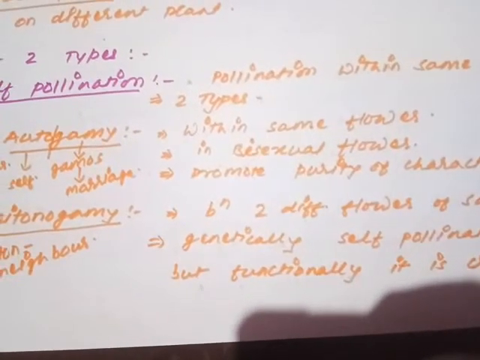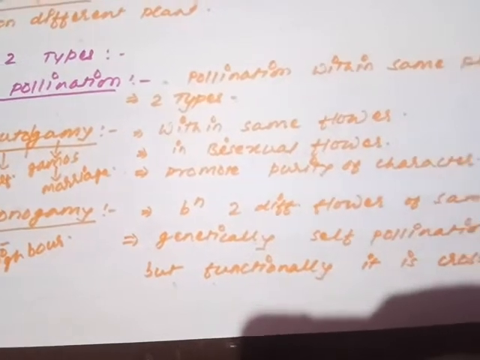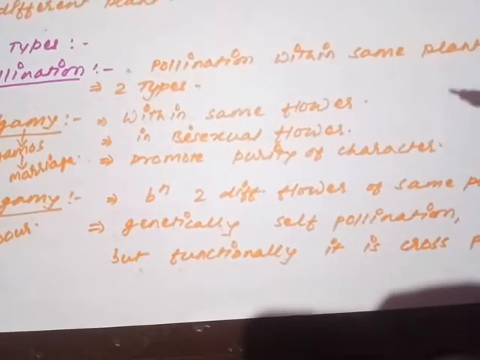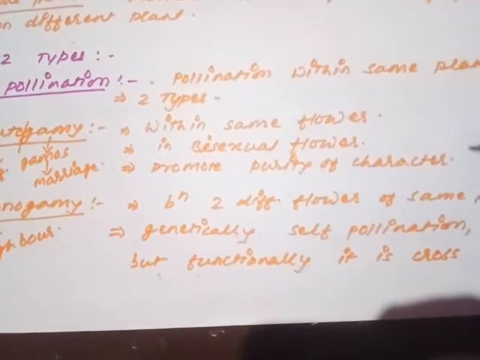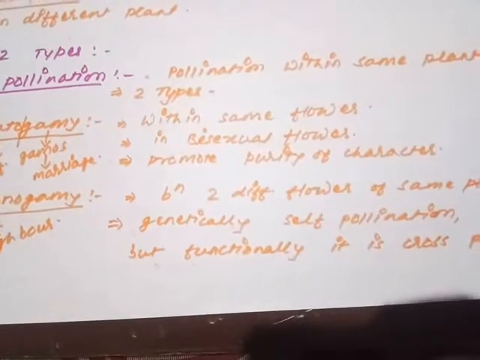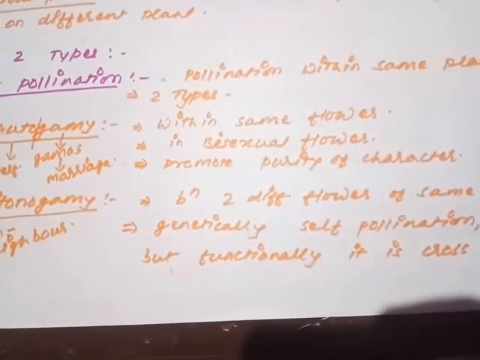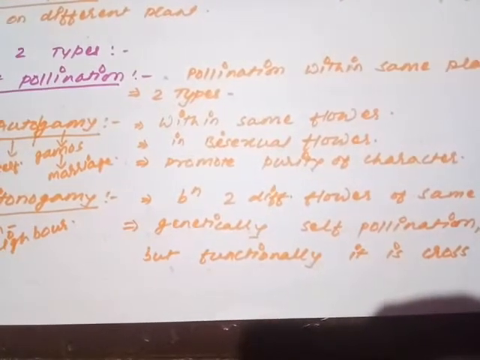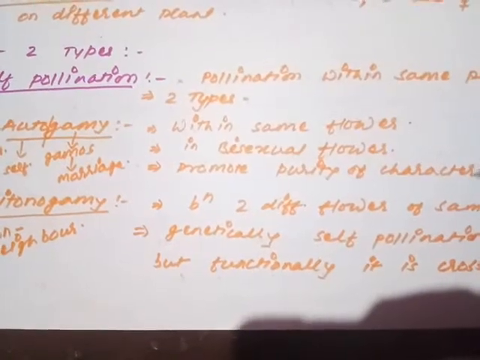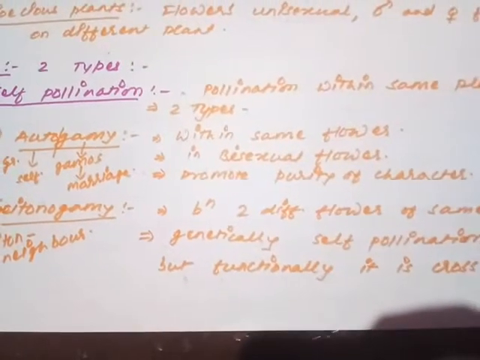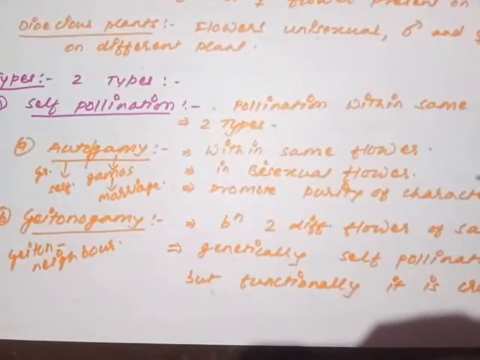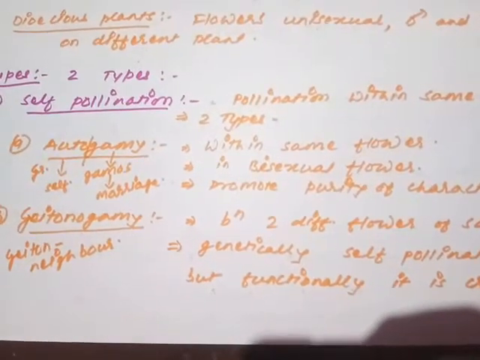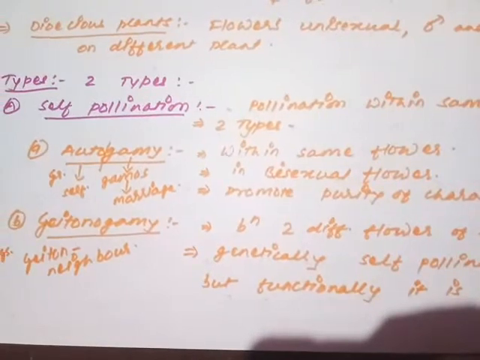If a bisexual flower is there, both sex organs are present in the same flower, then the pollination will occur in the same flower only. That is called as what? Autogamy. Remember, whenever autogamy is there, it will ensure the purity of character, conservation of character. So many times horticulturists promote autogamy whenever they are trying to ensure the preservation of the beneficial character. They are going to preserve any kind of specified character.